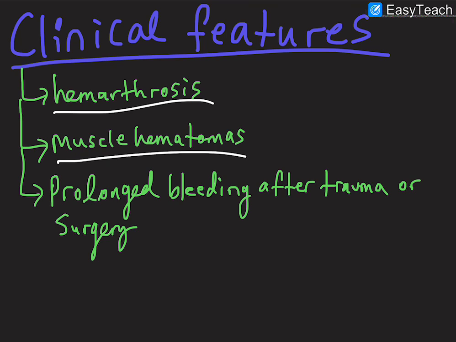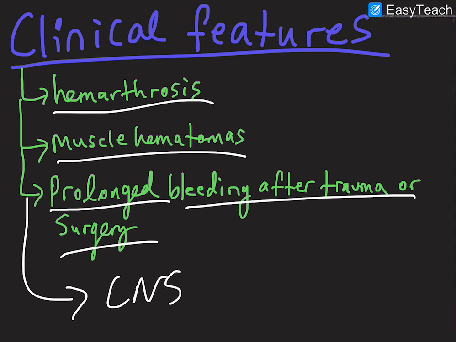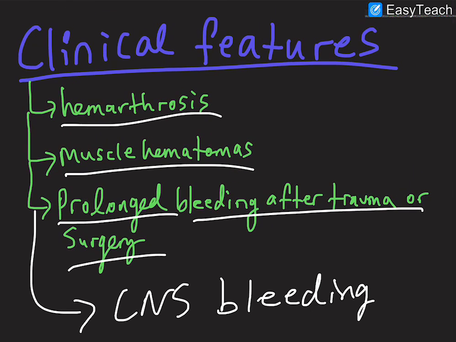Muscle hematomas, bleeding into muscles like your quads, your iliopsoas muscle, your calf muscle, can lead to symptoms mimicking DVT, right? And we also said prolonged bleeding after trauma or surgery. And we also said we can see CNS bleeding after minor head injury too, which can be deadly. All right, so those are the main clinical features.